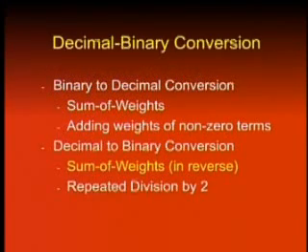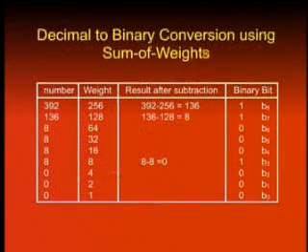Let's consider the decimal to binary conversion. As we have said, 2 different methods can be used: the sum of weights method used in reverse, and the repeated division by 2. Let's consider the first method, sum of weights used in reverse. Consider the number 392, of course represented in decimal. This has to be converted into binary.